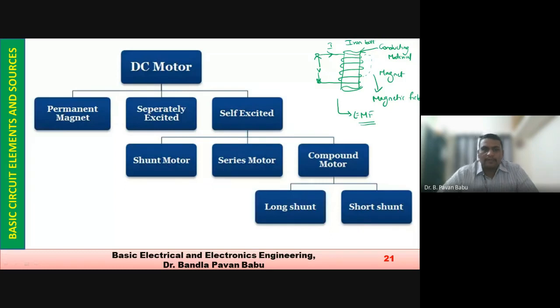So that's about EMF and permanent magnetic field. These applications we can discuss one by one later. It just depends upon the type of winding. If the winding gets changed, obviously the motor application also changes. Accordingly, these names are labeled here: shunt motor, series, compound, long shunt, and short shunt.